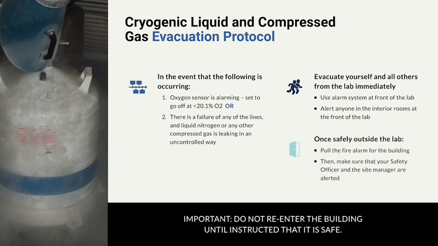If an oxygen sensor is alarming with an oxygen level below 20.1% or there is a failure of any lines resulting in an uncontrolled leak of liquid nitrogen or other compressed gas, evacuate yourself and all others from the lab immediately, use the alarm system at the front of the lab, and alert anyone in the interior rooms at the front of the lab. Once safely outside the lab, pull the fire alarm for the building and make sure that your safety officer and the site manager are alerted.